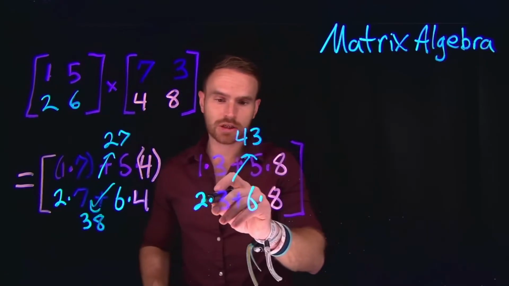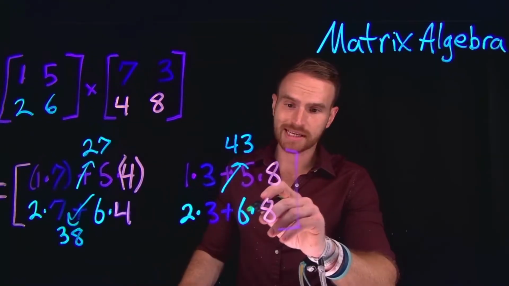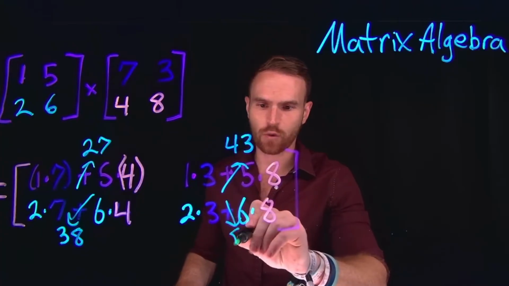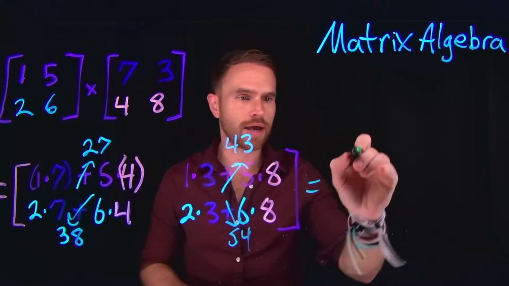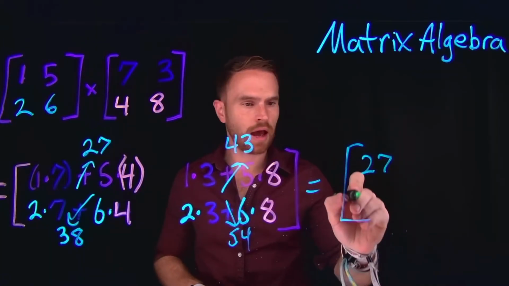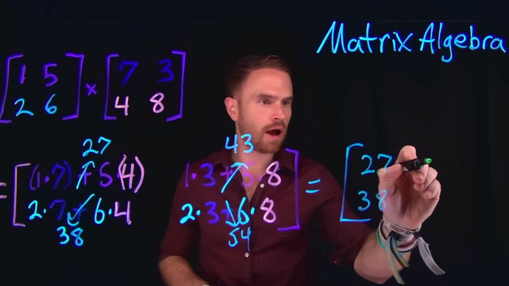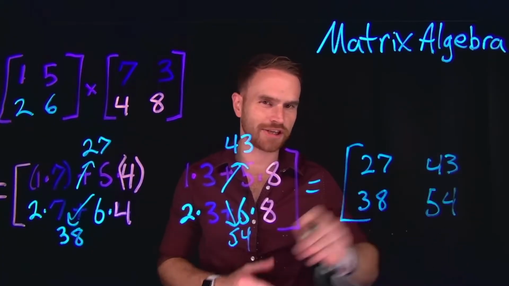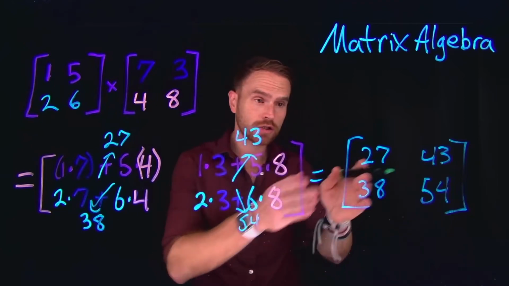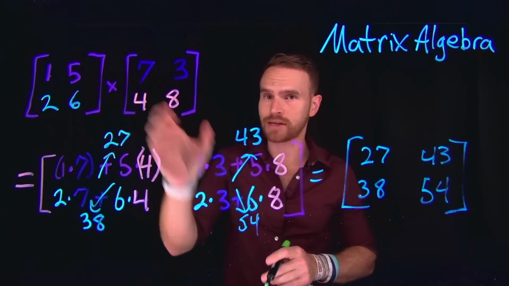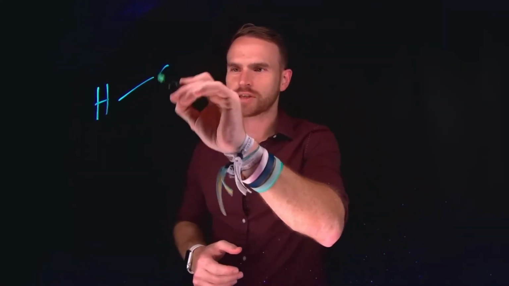And then finally, 2 times 3 is 6, plus 6 times 8, which is 48. So 48 plus 6 gives us 54. This means when I go to write my final matrix, I will place a 27 at this position, a 38 at this position, a 43 at this position, and a 54 at this position. And that is going to complete my new 2 by 2 matrix, which I achieved by multiplying these two 2 by 2 matrices together.